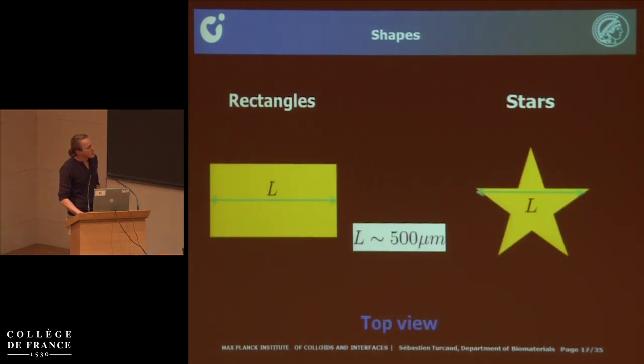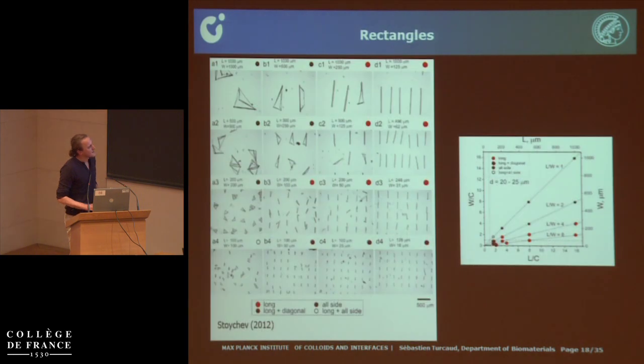So we looked at two kinds of shapes, rectangles and stars. The typical dimensions are like 1 to 2 micrometers thick, and here 500 micrometers wide. So let me talk first about rectangles. Here are the experimental results, where we try to look systematically at shapes from 1,000 micrometer to 125 micrometer squares, and going to rectangles by increasing the aspect ratio from 1 to 2 to 4, then to 8.